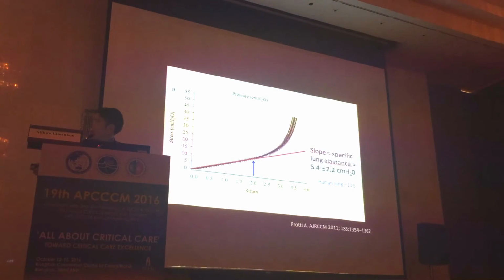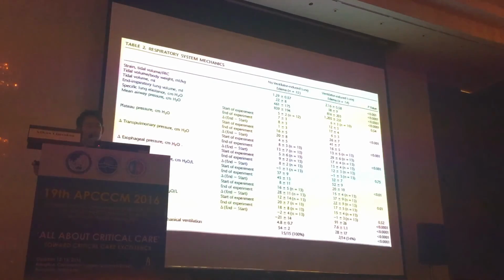And this is the relationship between the stress and the strain. You can see that there's a certain part where the relationship is linear, and after that point it becomes non-linear. The slope that I drew here is the specific lung elastance, or the stress level at a strain around 1, which in pig's lung is about 5.4 centimeters of water, but in human lung it's around 12 to 13.5 centimeters of water.